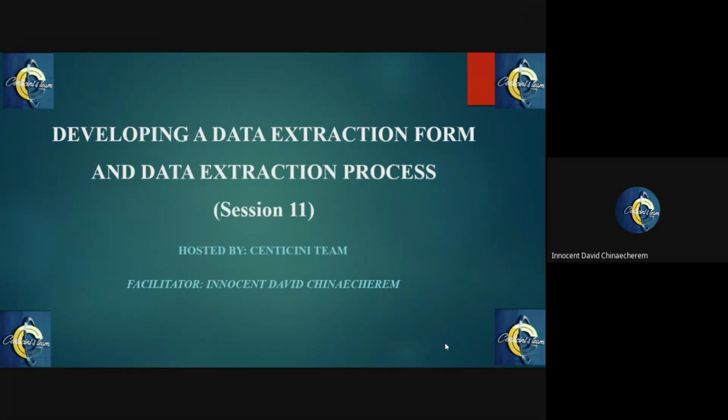Let's go. Today we'll be looking at something very spectacular: developing a data extraction form and the data extraction process. So we'll have a very massive look at how to develop a data extraction form for systematic review.